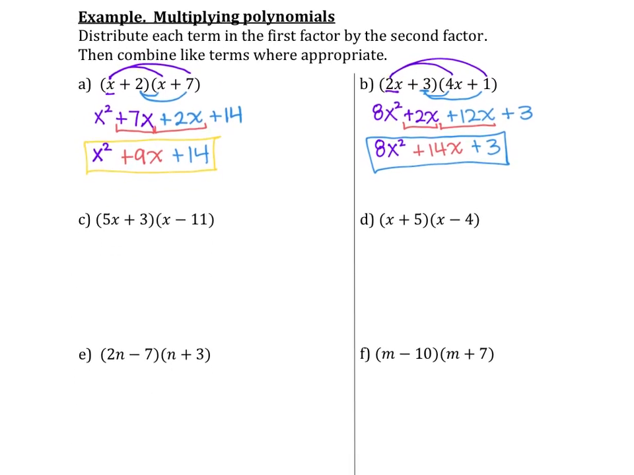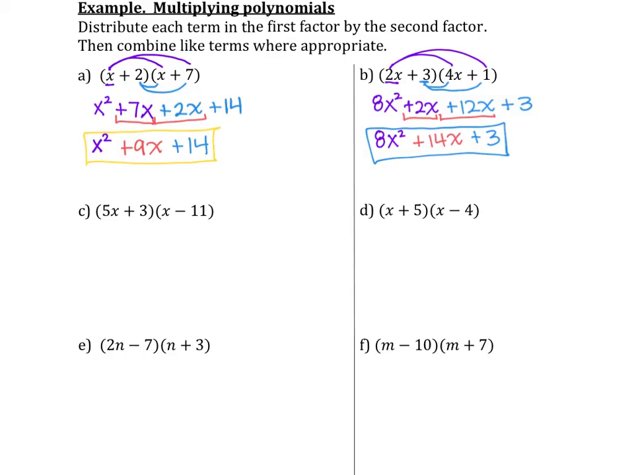Okay, now I'm just going to add some negatives and things like that along the way. So for C, it's 5x plus 3 times x minus 11. So I'm going to start with the first term, which is 5x, and distribute it to the second parentheses. 5x times x is 5x to the second. 5x times 11 is 55x, minus 55x.